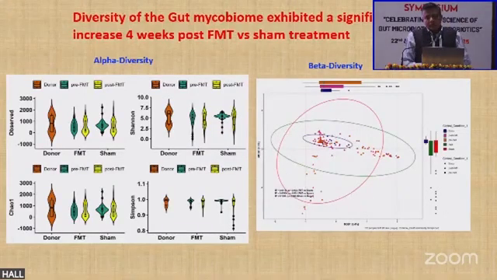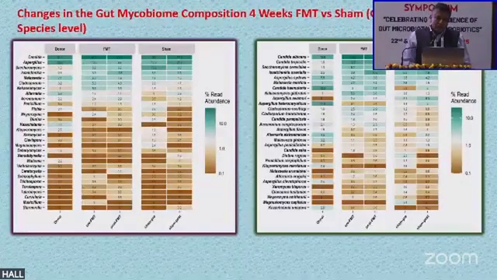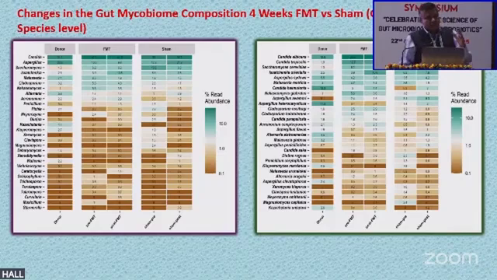The gut mycobiome also exhibited a significant increase in terms of diversity, but again, beta diversity 4 weeks following FMT as compared to sham treatment. And these are the top species at genus as well as the species level, the mycobiome which changed following FMT, again helping identify what kind of fungal engraftment occurs and what are the species which are important.